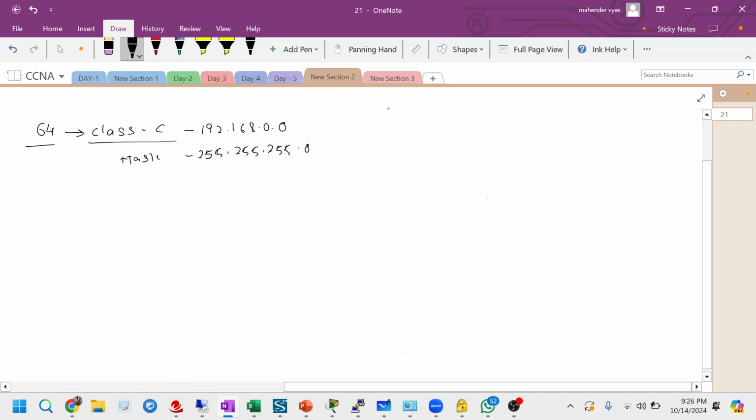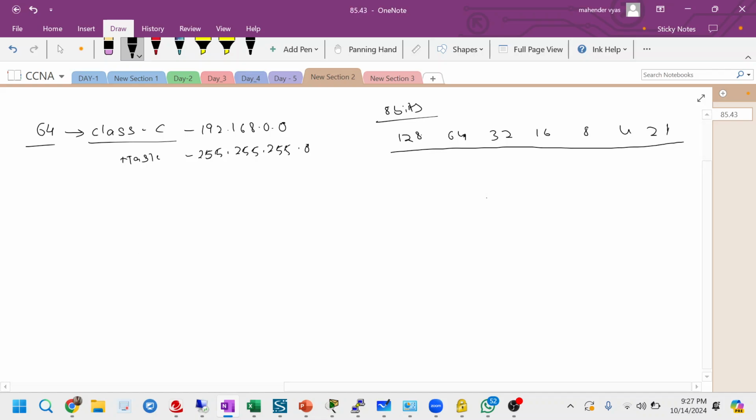8 bits means how many addresses? If you calculate in binary, 8 bits means 256, right? 0 to 255. It would be 256 addresses. But what is our requirement now?